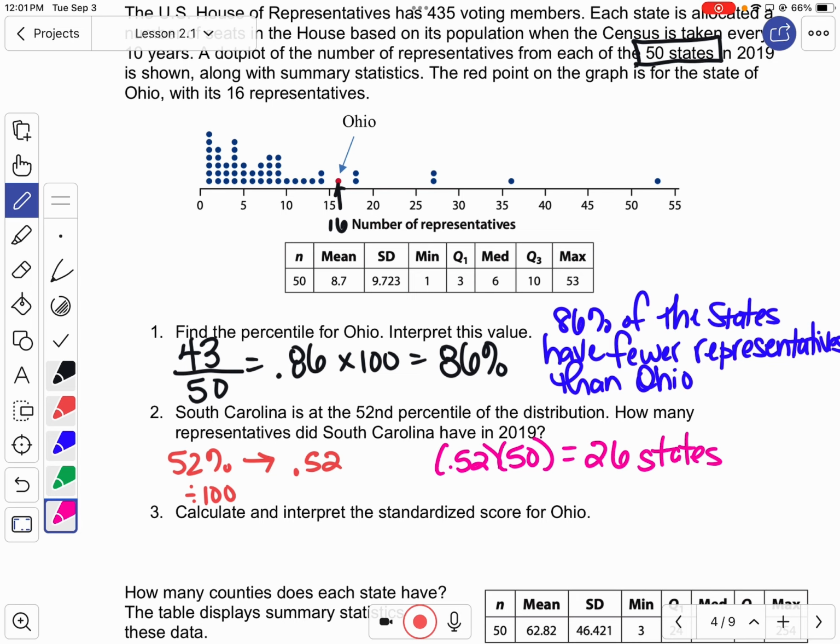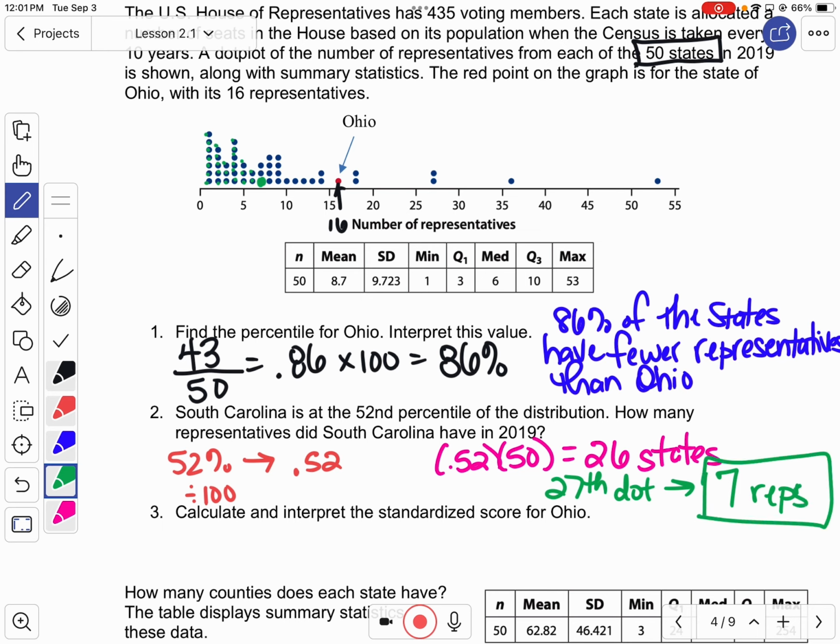So this is where we've got to go back to the data, and this time there's no easy way. We just got to find the 27th dot, because I've got to be one more than what I just found. So let's look. 1, 2, 3, 4, 5, 6, 7, 8, 9, 10, 11, 12, 13, 14, 15, 16, 17, 18, 19, 21, 22, 23, 24, 25, 26, 27 would fall about right there. What number do you think it is? 7. Okay, they would have 7 representatives.